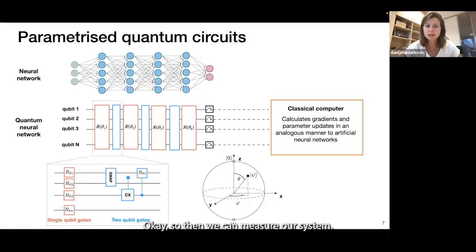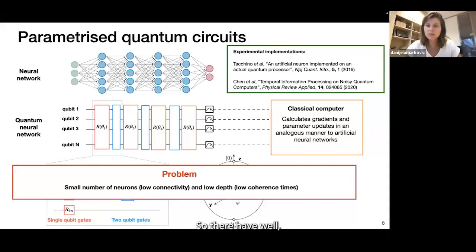Then we can measure our system. We can measure each qubit and send these measurement results to a classical computer, which will then calculate gradients. As we don't know the function that describes each of these layers, what we usually do is shift parameters by a little value, and then differentiate numerically using the outputs with these 2 little shifted parameters. Then you calculate the gradients and the parameter updates, just as you would do with a neural network.